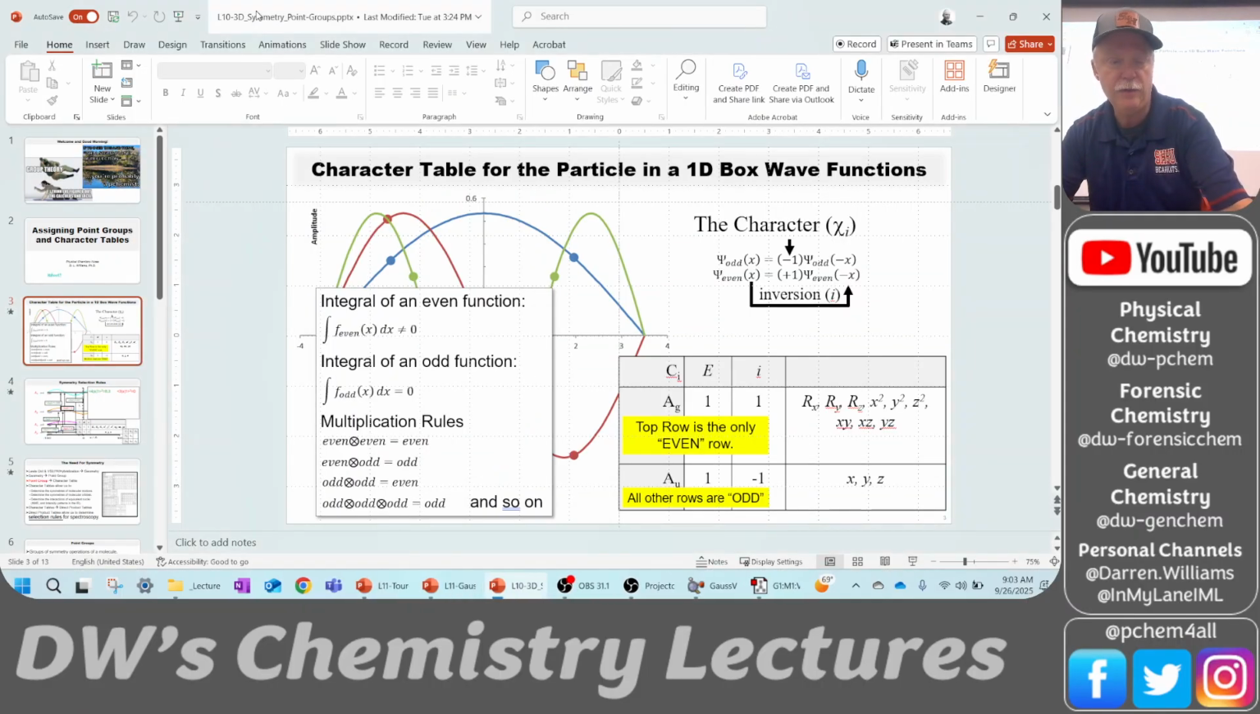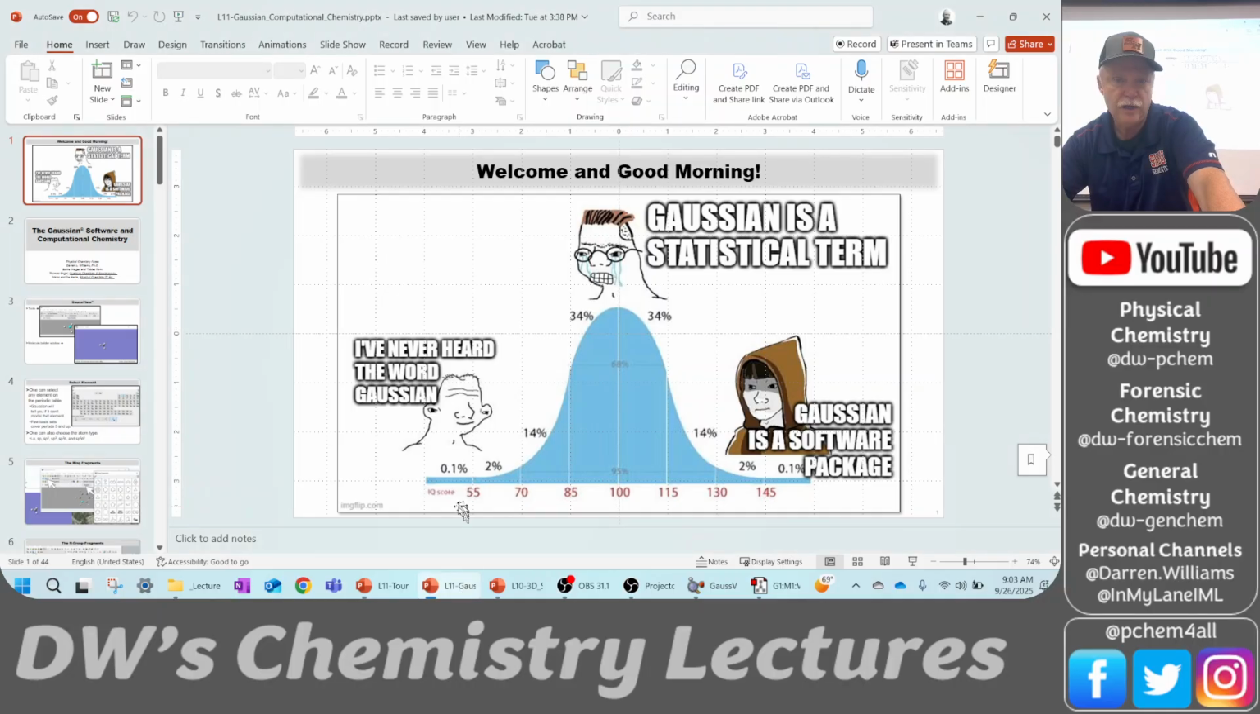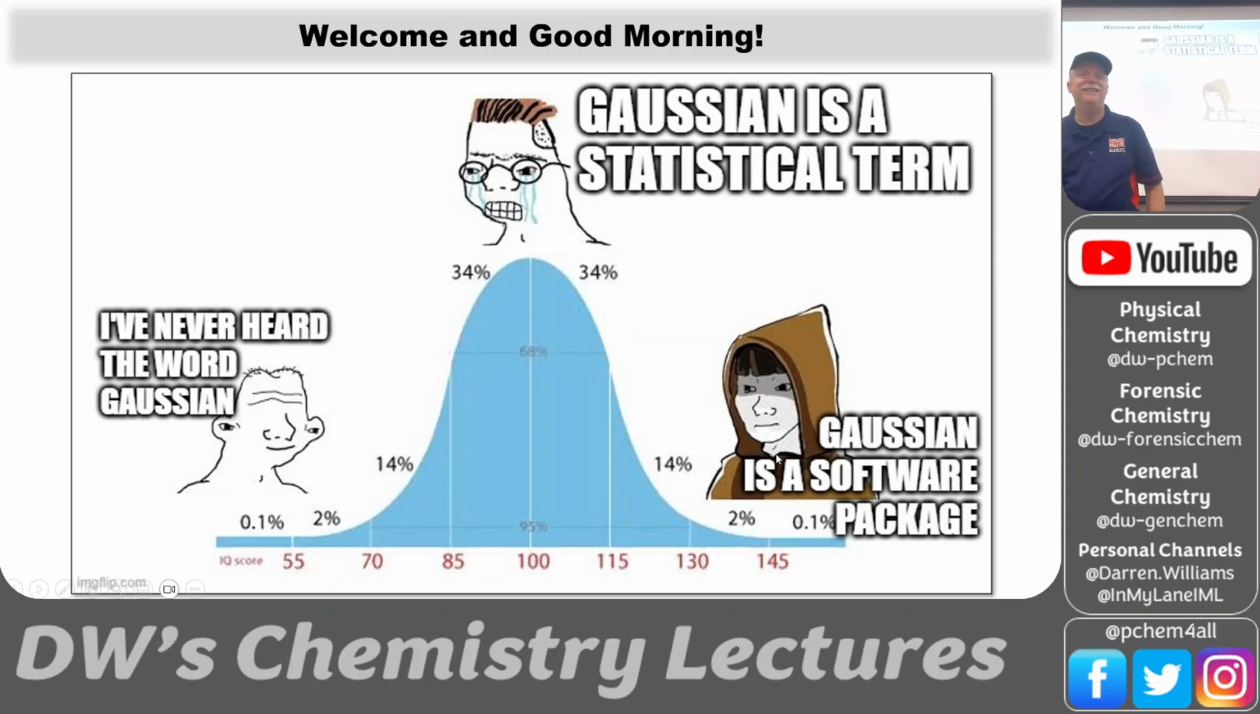Let me escape out of that one. So we're going to do a tour of Gaussian today, an intro to Gaussian. And here's you guys. Y'all are in the top 2% now. It says most everybody thinks of Gaussian as a statistical term, but it's also a function. It's also a software package. So we're going to learn about Gaussian computational chemistry software packages today.